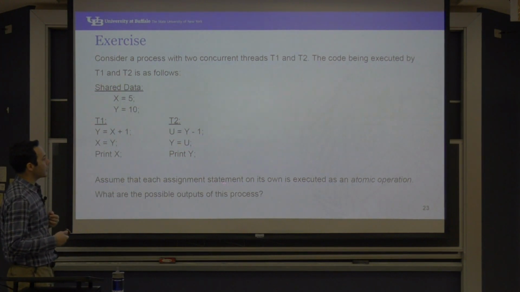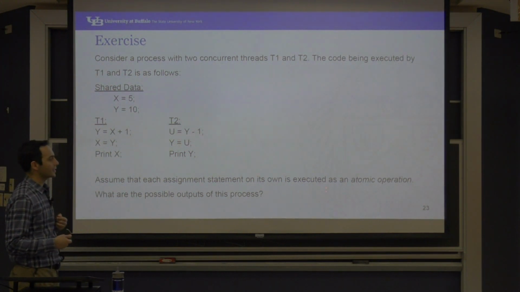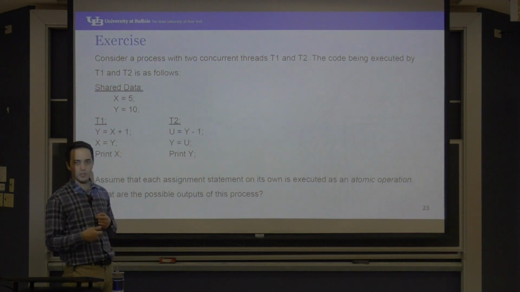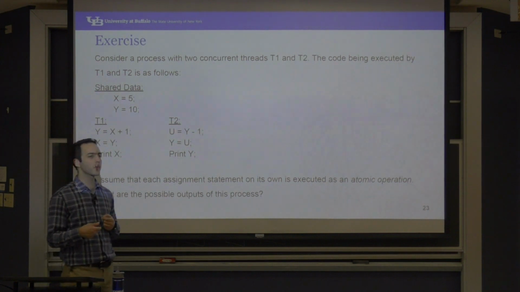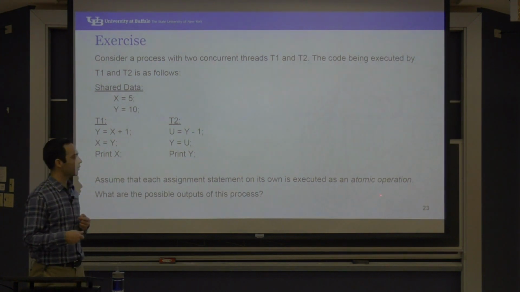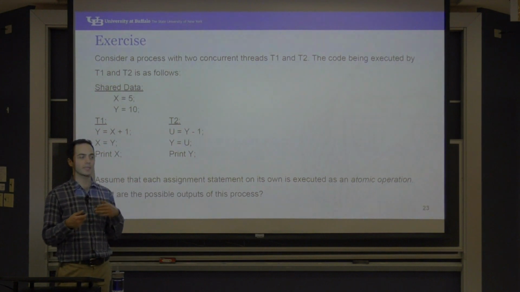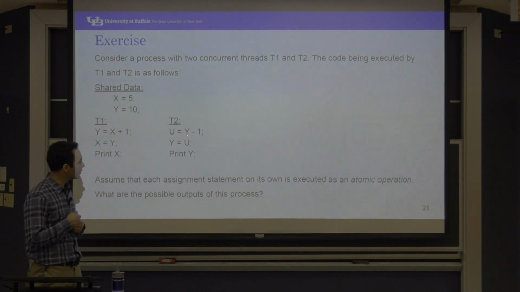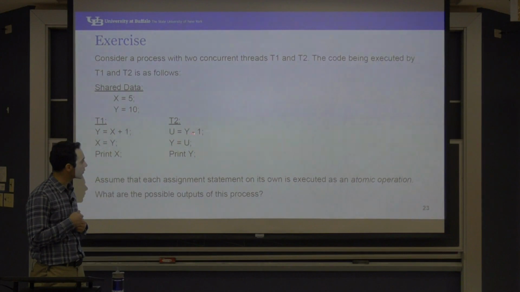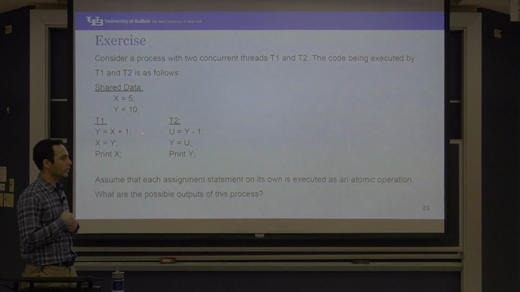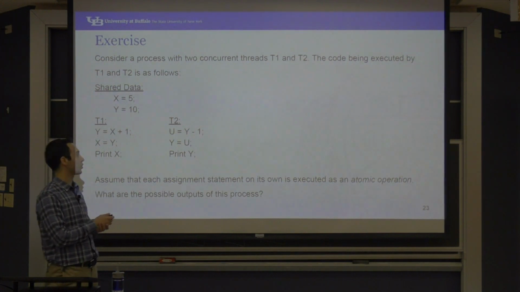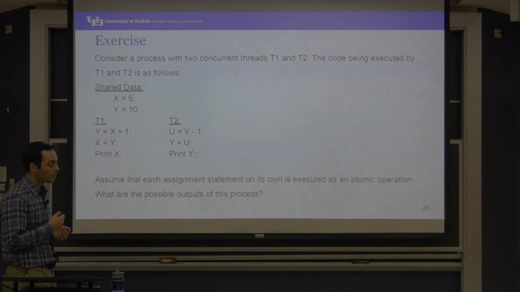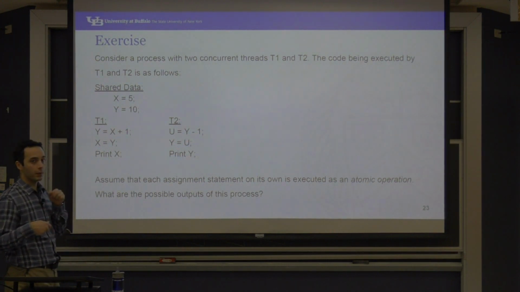So assume that each assignment statement on its own is executed as an atomic operation. This is important to know, what an atomic operation is. We're going to talk about it in synchronization. But in brief, an atomic operation is an operation that doesn't get intervened. So during this subtraction or addition, the threads don't get interrupted, right? But between the execution of different lines, they can.